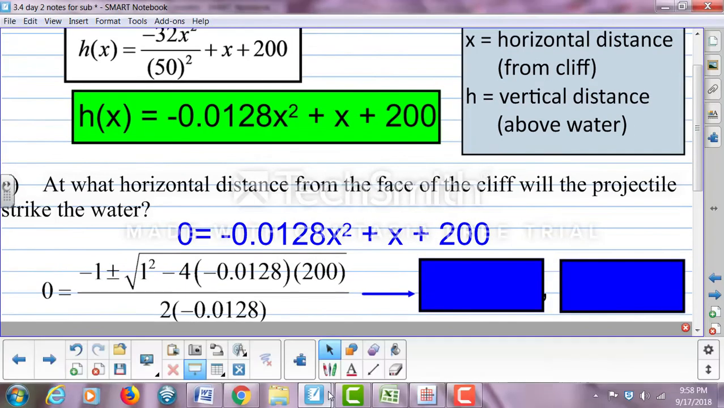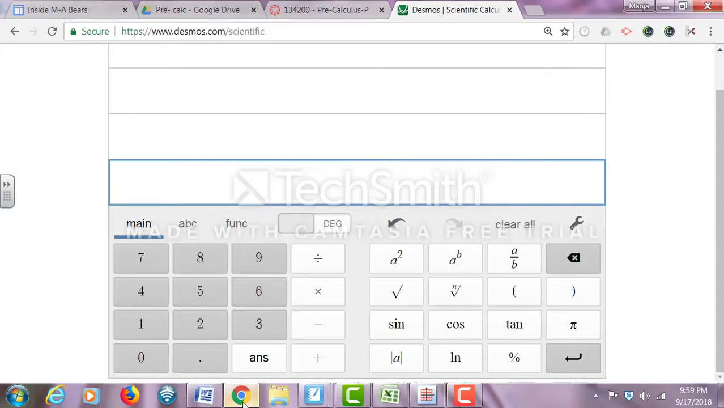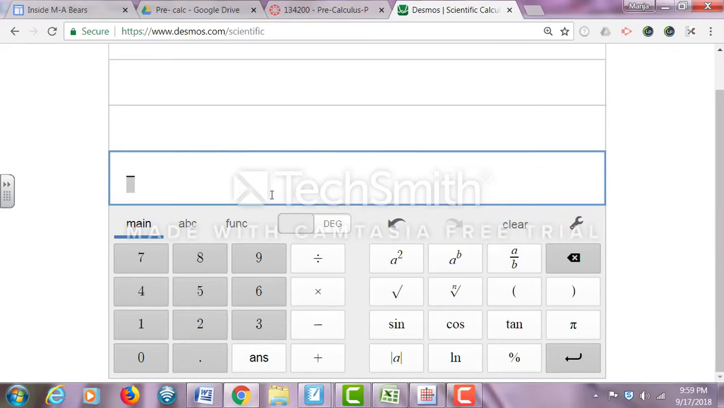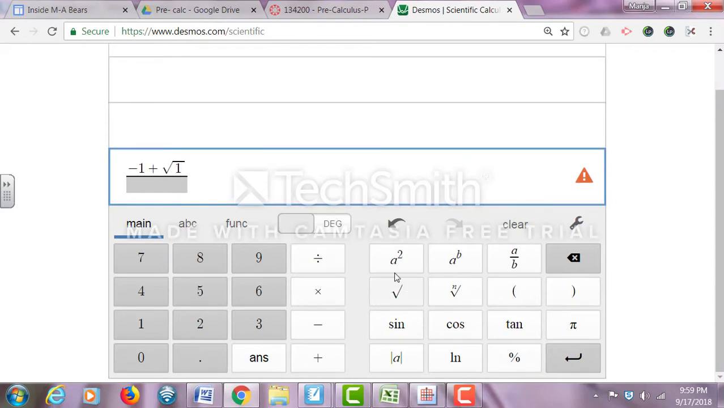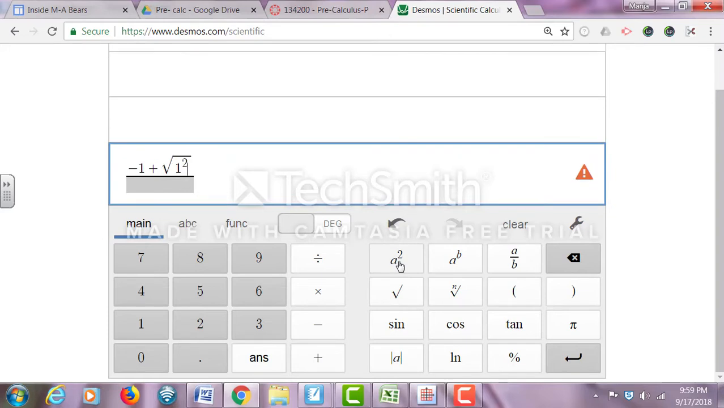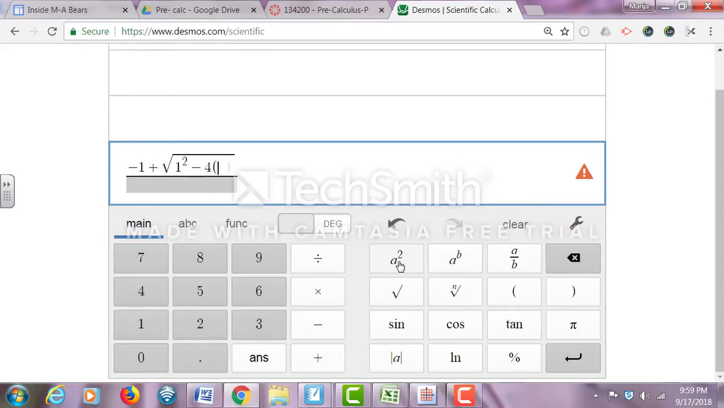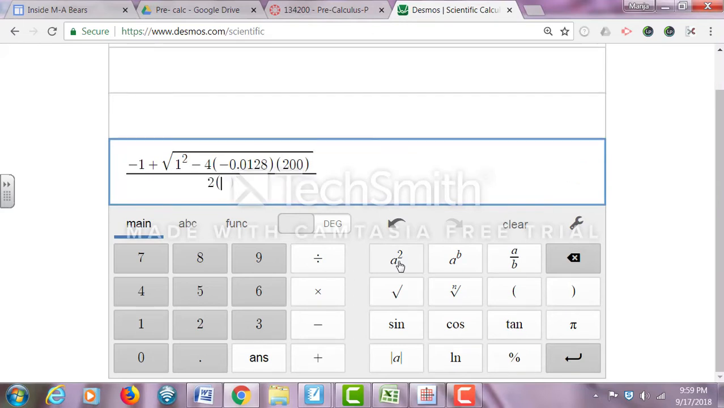I'm going to show you guys how to do it on Desmos. So I'm going to have a fraction, and I have negative 1, and I'm going to do the plus version first. And so plus the square root of 1 squared minus 4 times a, which is negative 0.0128, times c, which is 200, all over 2 times a, which again is negative 0.0128. So that's my first answer.